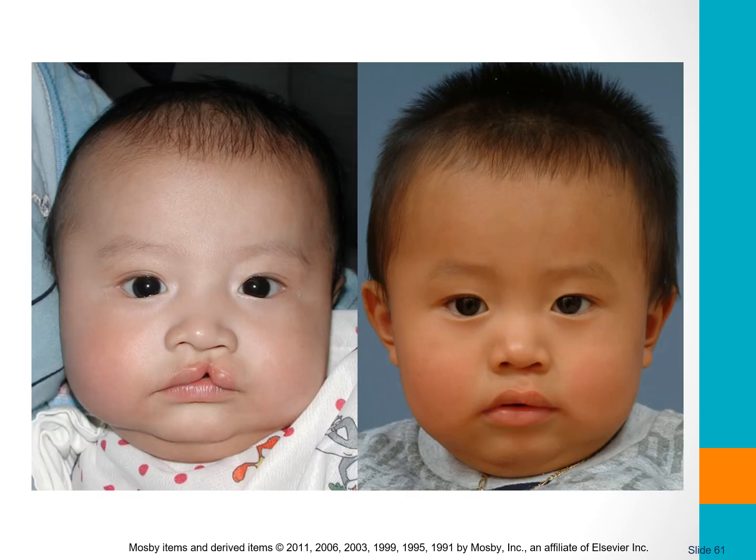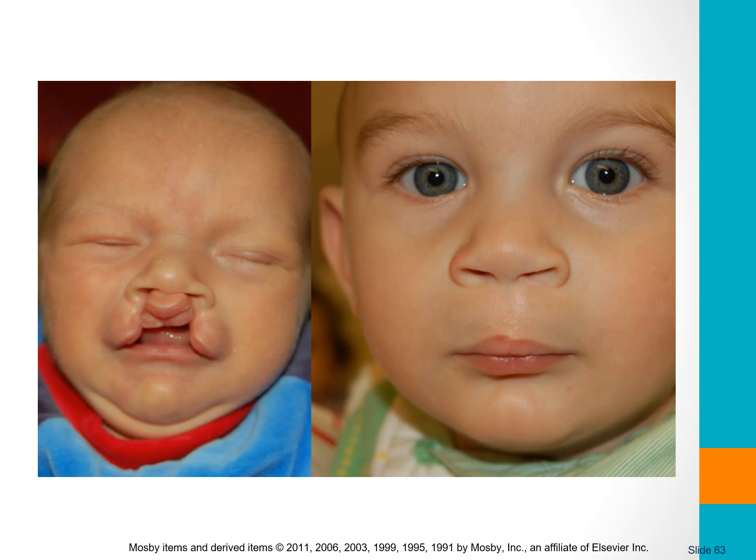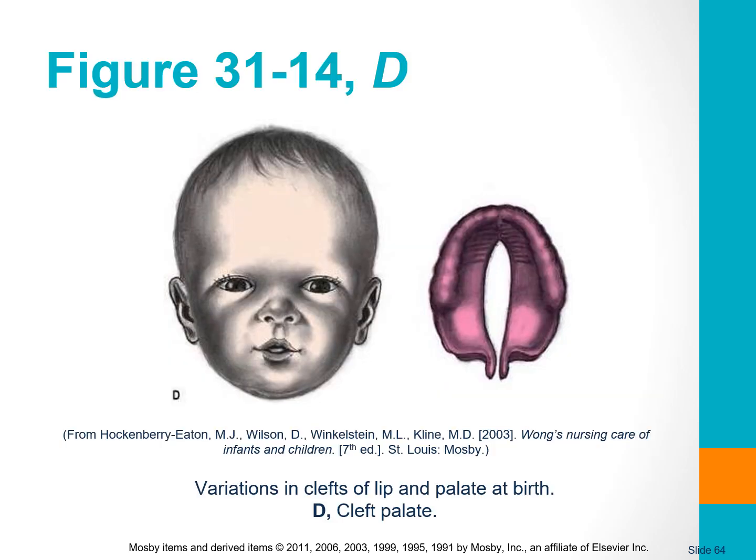So again, here's another before and after of repair, which is pretty impressive. This is obviously a more severe case. Again, before and after. This one is sneakier, right?